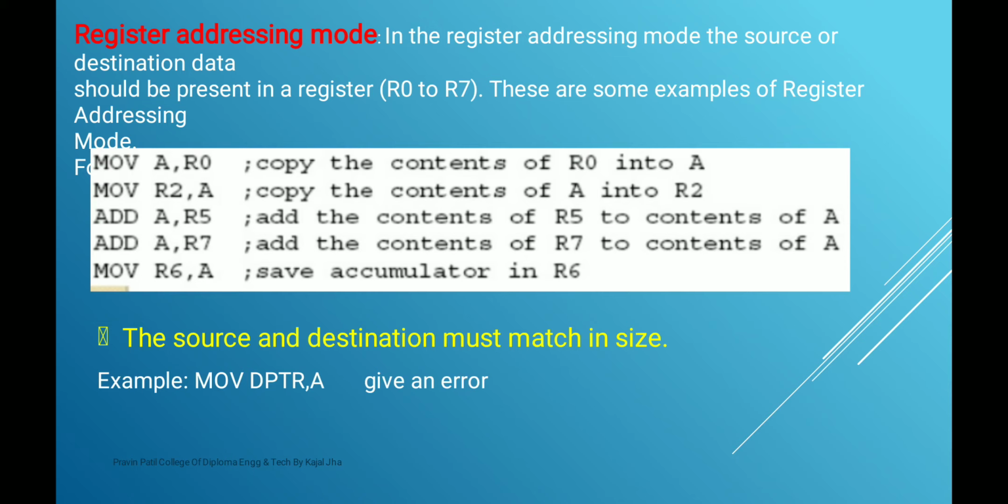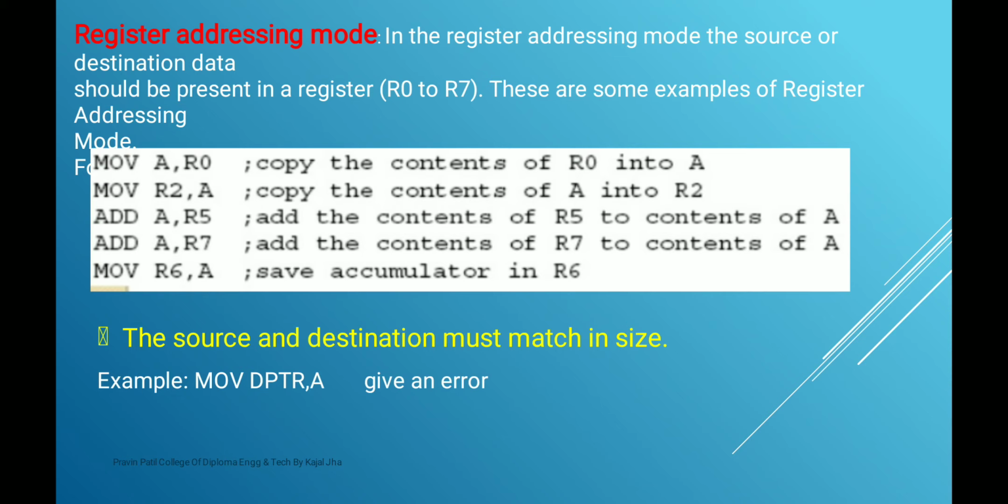MOV R6, A is nothing but save the accumulator into R6, or copy the data of A into R6. So in the register addressing mode, all operands, that is source and destination, are located in working registers, that is R0 to R7, DPTR, and the A register and B register of the microcontroller. So the source and destination registers are specified by the opcode itself. So the length of the instruction in this addressing mode is 1 byte only.